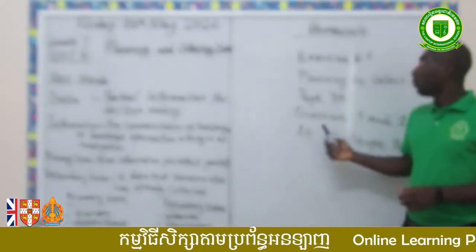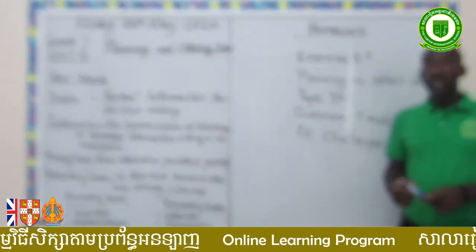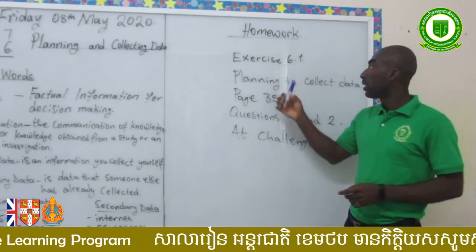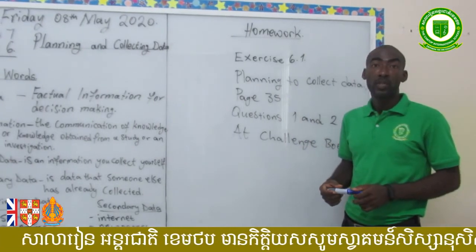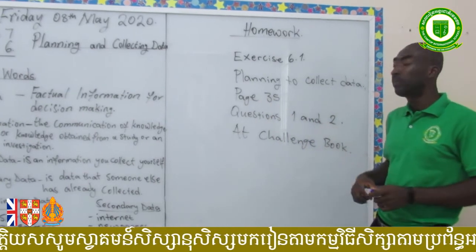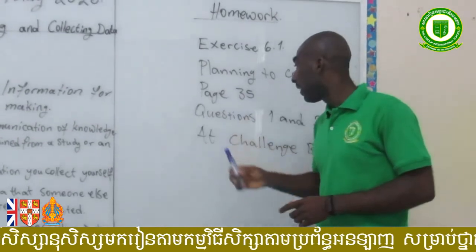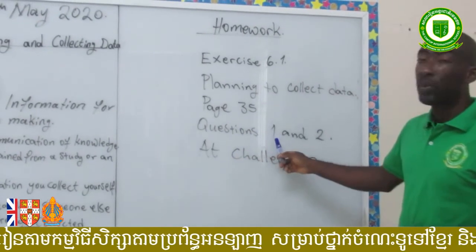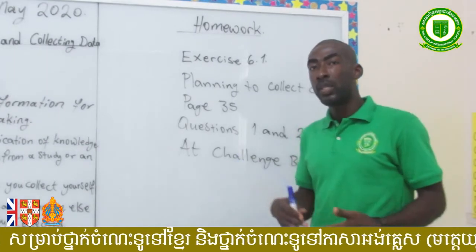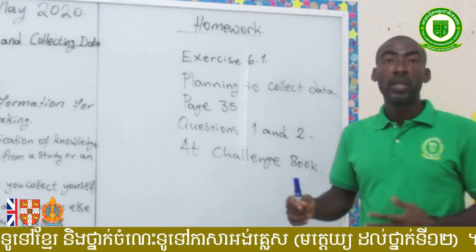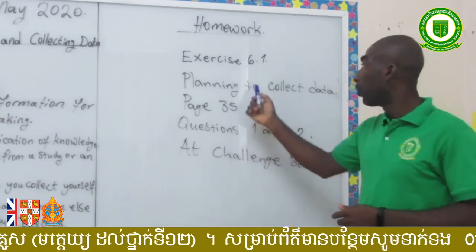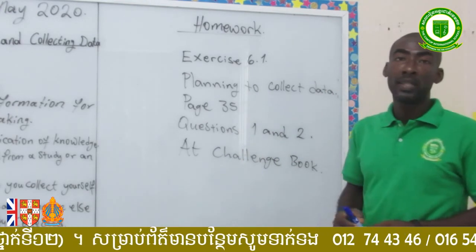On this part, we will move to our homework so that we can finish this class. Our homework is still exercise 6.1. We are looking at planning to collect data, page 35, questions 1 and 2. It comes with 1A to C, and this also comes with 2A up to 2C. You can find this homework in the challenge book part of your textbook.